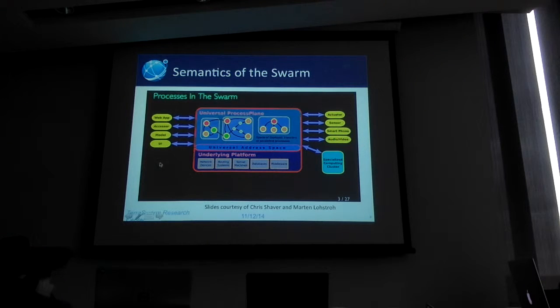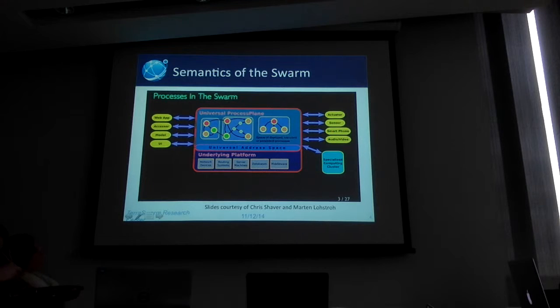So you can sort of visualize it like this. By the way, this is work primarily done by Chris Shaver and Martin Lostra. I want to give credit where credit's due. So the idea here is that we want abstraction, which is able to represent a process that can create a new process. It can remember connections to other processes that it knows about, and it can also send messages.